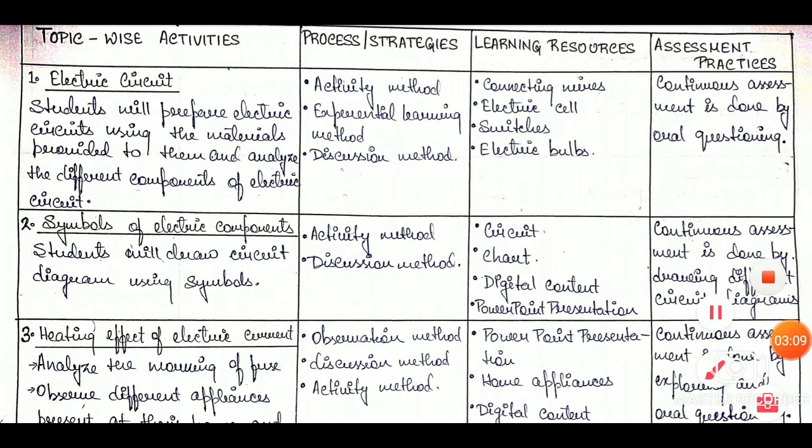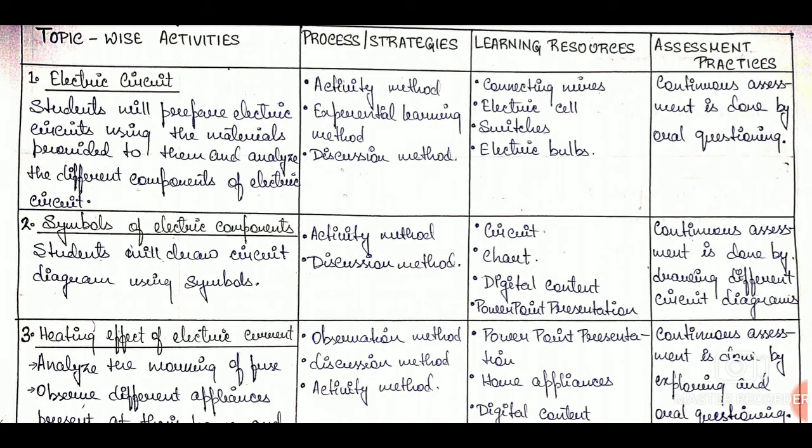Then comes our table. Here in topic wise activities, we need to first write the particular topic that we are dealing with. Like here I have written electric circuit, and then below that we will mention the activities that are going to be performed by the students to understand this particular topic. Then in the process and strategies, we need to write the strategies or the processes that are going to be employed for that particular topic. Then in learning resources, we will write all the resources that we are going to use for that particular topic.